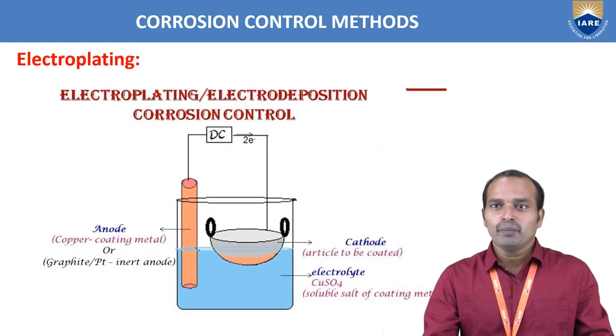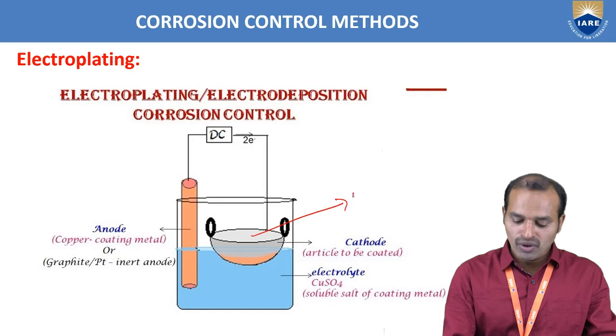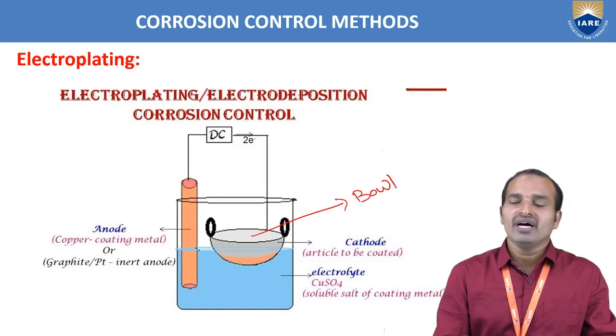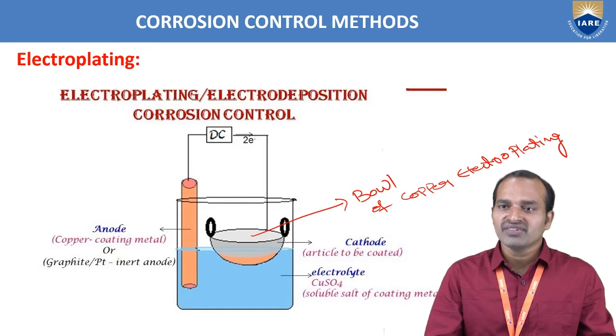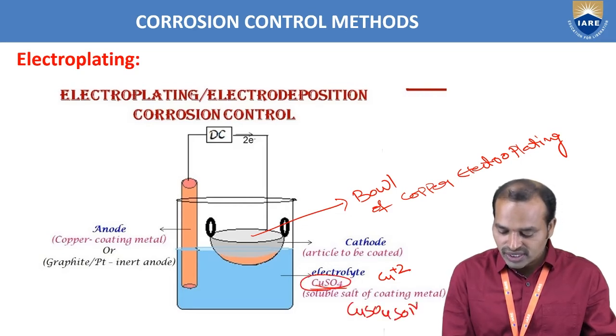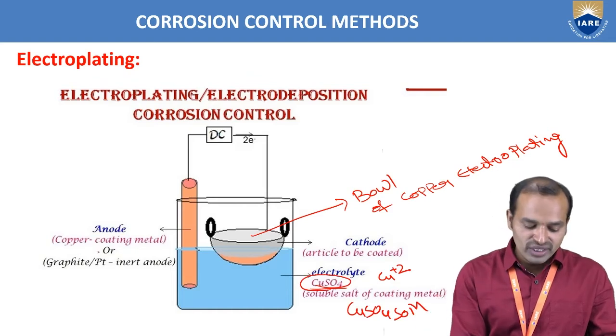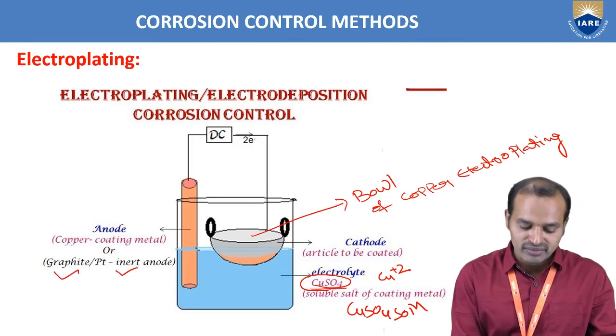So in the electroplating process, you see, this is the bowl. In this diagram, this is the bowl, the article to be electroplated with copper. Copper electroplating means what? The electrolyte must contain a copper ion, that means Cu2+. That means the electrolyte is the CuSO4 solution. And the anode is the impure copper metal, or graphite or platinum.